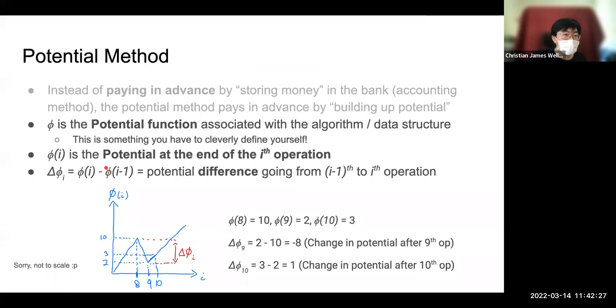Again, I want you to remember phi is the potential function. Phi of i is the potential at the end of the i-th operation, and delta phi of i is the potential difference. Take the potential at the current point in time minus the potential at the previous point in time.